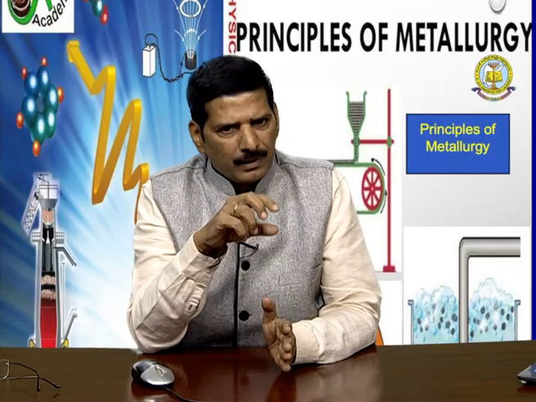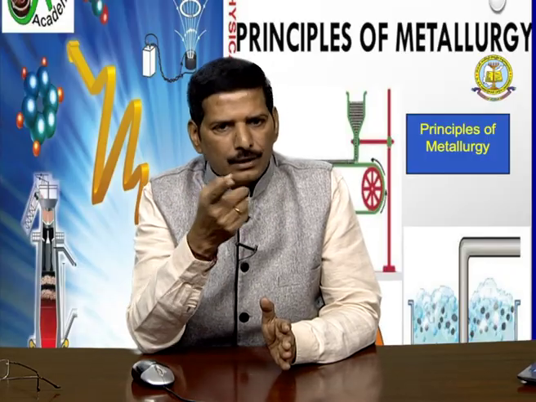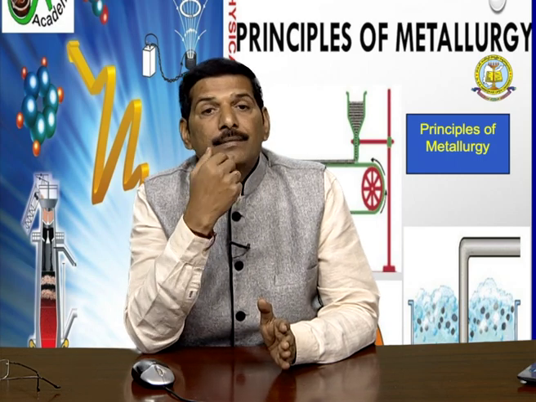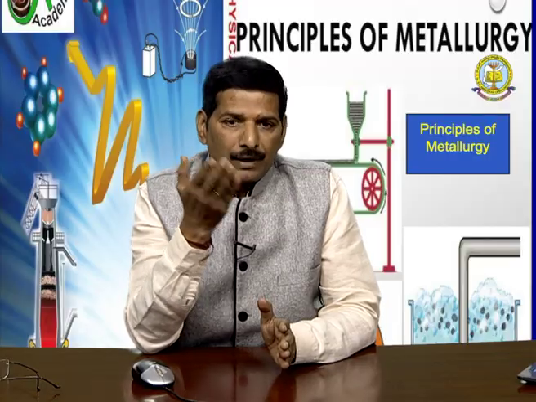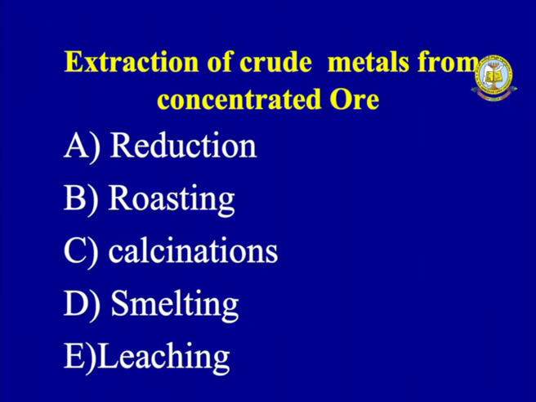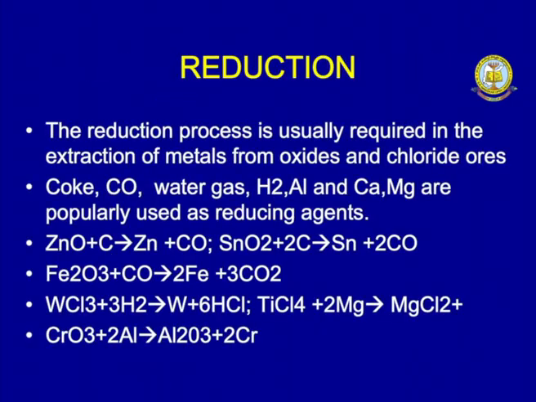After the furnaces, there are another four or five methods that are also very important in the extraction of metal from crude metal. The steps are reduction, roasting, calcination, smelting, and the last one, leaching. You see the reduction process. Reduction means we use coke, carbon monoxide, water gas, hydrogen, aluminum, calcium, or magnesium as a reducing agent.